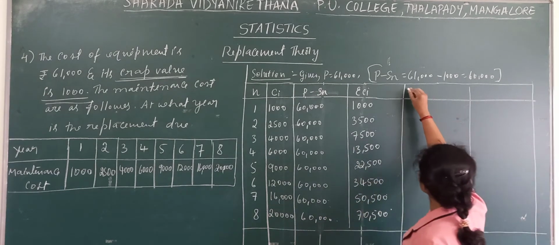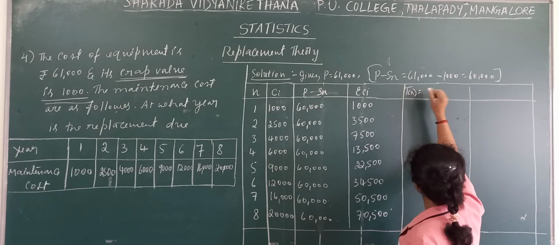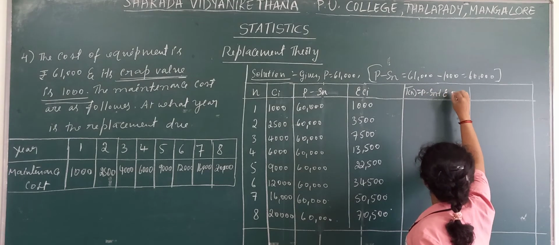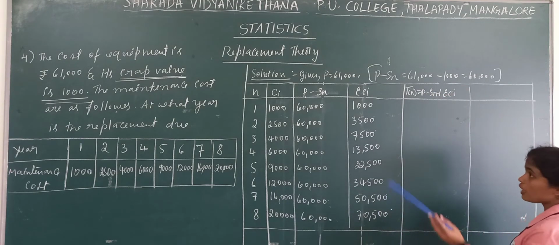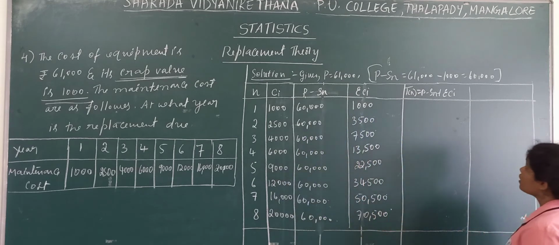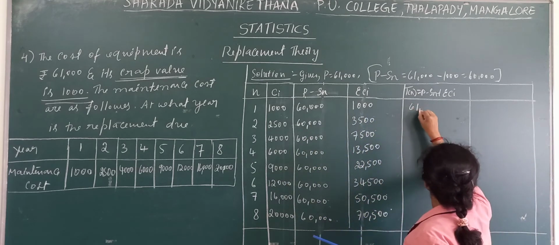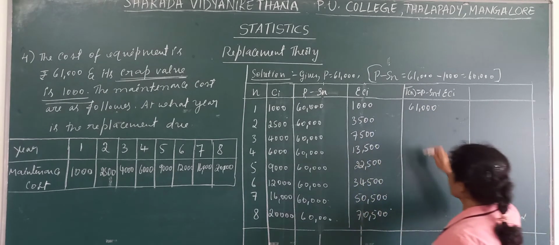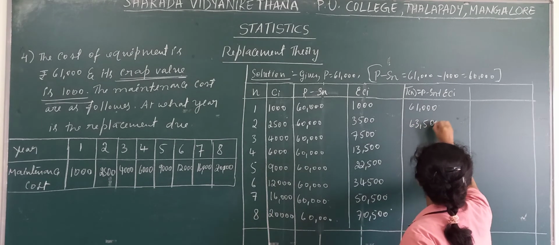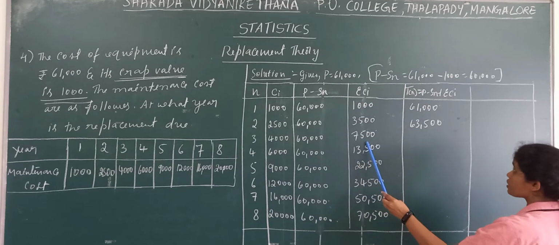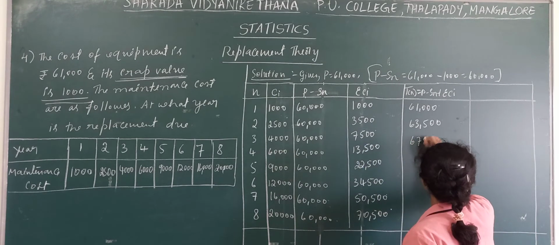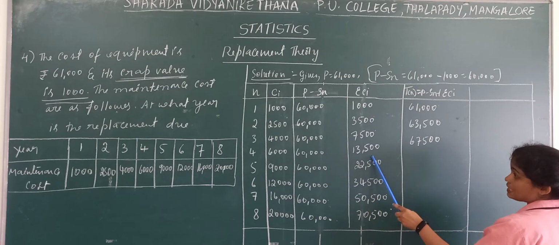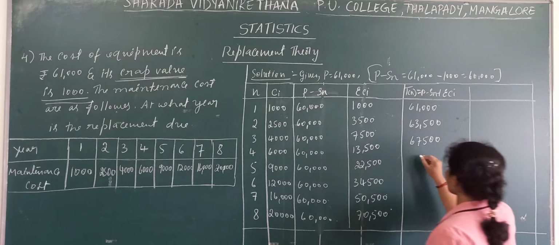Now we will find out the total cost. What is the formula for total cost? It is P minus SN plus sigma Ci. We need to add these two columns. 60,000 plus 1,000, that is 61,000. Next 60,000 plus 3,500, 63,500. Next 60,000 plus 7,500, 67,500. Next 60,000 plus 13,500, that is 73,500.